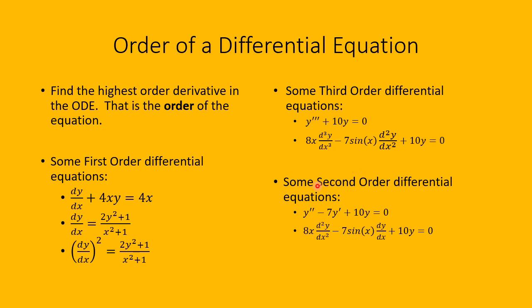And some second order differential equations. Y double prime minus 7y prime plus 10y equals 0. This involves the second derivative of y here, the first derivative of y here. So the second derivative of y with respect to x, let's say, is the highest order derivative. In this equation right here, once again, this second derivative is the highest order derivative.